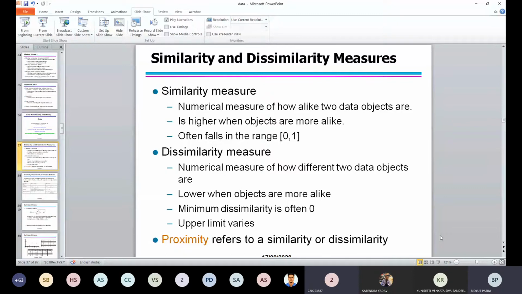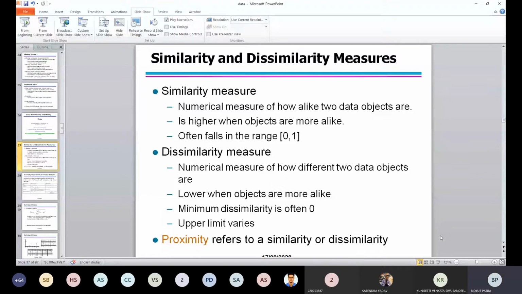Anyway, so similarity measure is, as I said, a numerical value. Can you see slide 37? The title says key similarity and dissimilarity measure. It is the numerical measure to find how alike one object is with others. The higher the similarity value, the more alike the objects are.